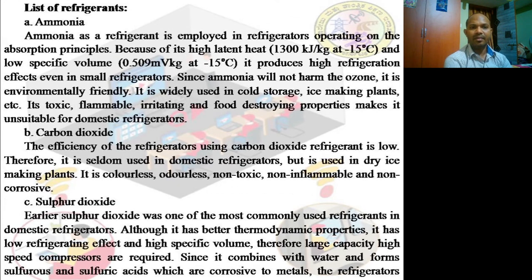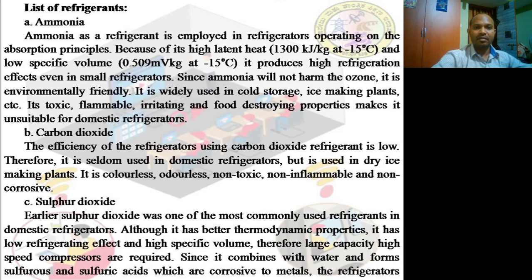Different refrigerants. The first one, which is more popularly used, is ammonia in a vapor absorption refrigeration system. Ammonia is employed in refrigerators operating on the absorption principle because of its high latent heat, which is 1300 kilojoules per kg at -15 degrees centigrade, and low specific volume of 0.509 meter cube per kg at -15 degrees centigrade. It produces a high refrigeration effect even in small refrigerators. Since ammonia does not harm the ozone, it is environmentally friendly. It is widely used in cold storage, ice making plants, etc.